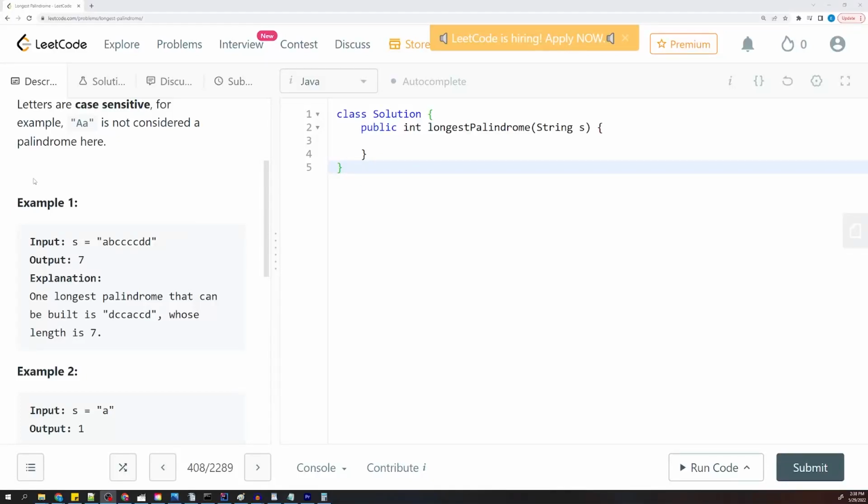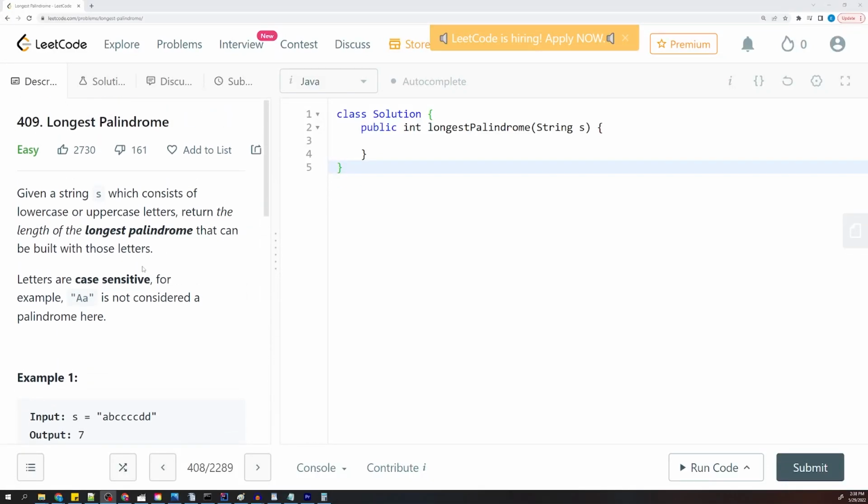Hey guys, today we're going to be looking at the longest palindrome. This is actually a fairly easy problem. Given a string S which consists of lowercase and uppercase letters, return the length of the longest palindrome that can be built with those letters. Letters are case sensitive. For example, a capital A and lowercase a are not considered a palindrome.